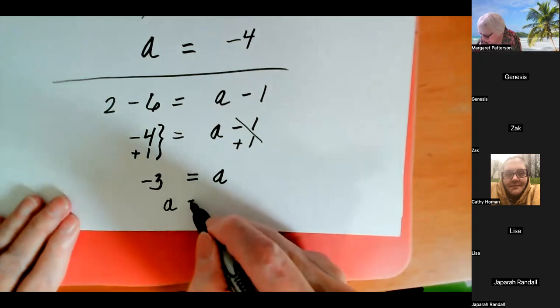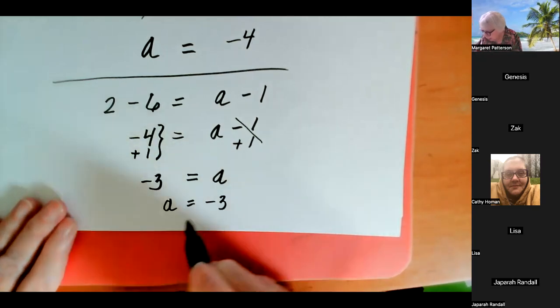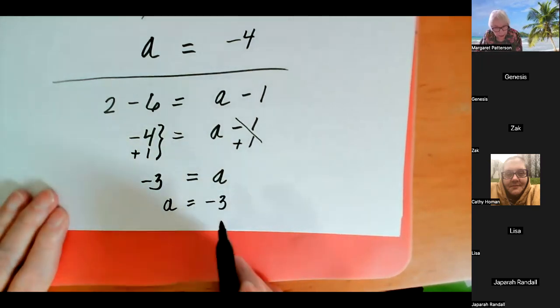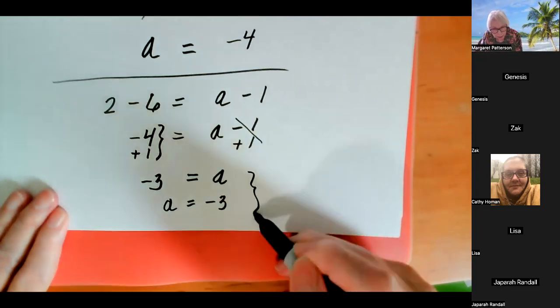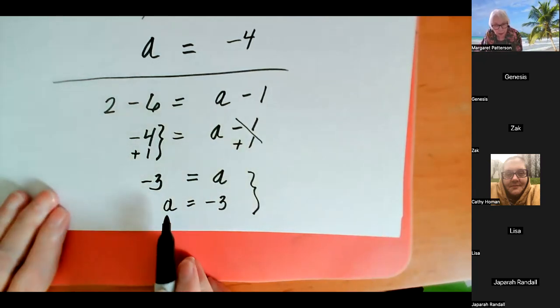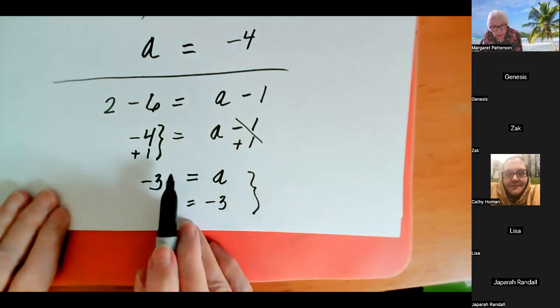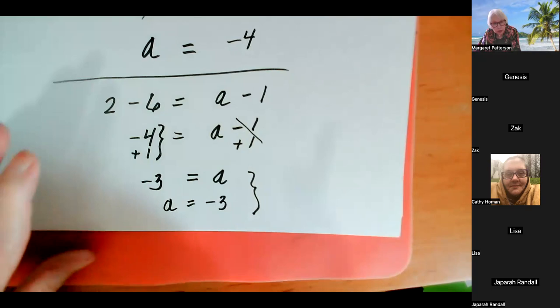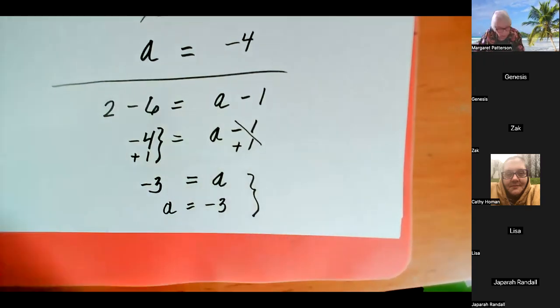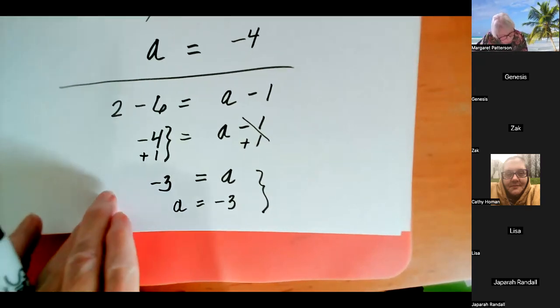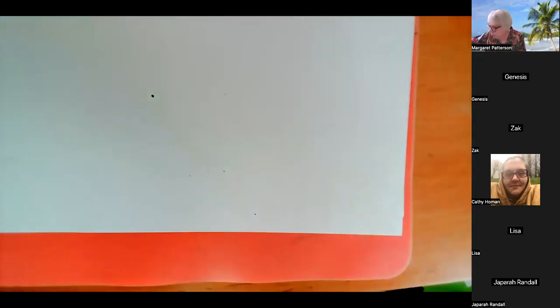And whether they write -3 is A or A is -3, that's the same thing. Typically, they would put the letter here and the number here, but these are both correct, so just do whatever the homework asks you to do. Let me see if I can find something different.